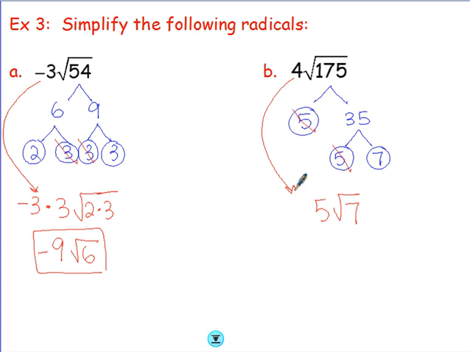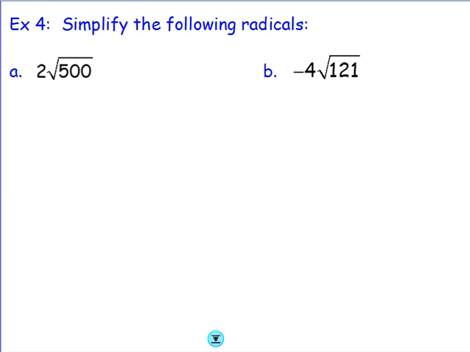The 4 comes down with multiplication. Correct answer, 20 square root 7. So hopefully that one new step seems pretty easy to you. Go ahead, pause the video, and do your work. When you're finished, start it back up to see your answers.